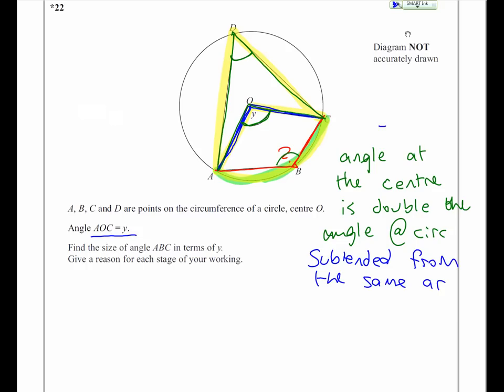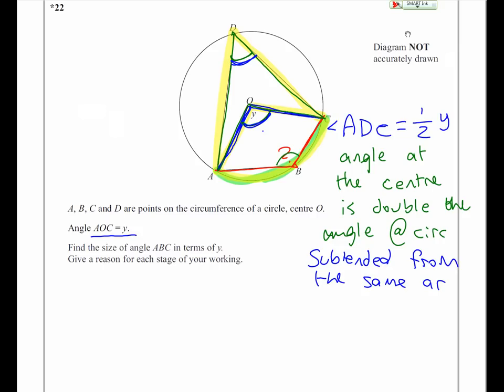Okay, so what does that tell us? That tells us that angle ADC is half of y, isn't it? Because the centre one is double it. So it's half of y. Half y. Okay, that's the first bit done.